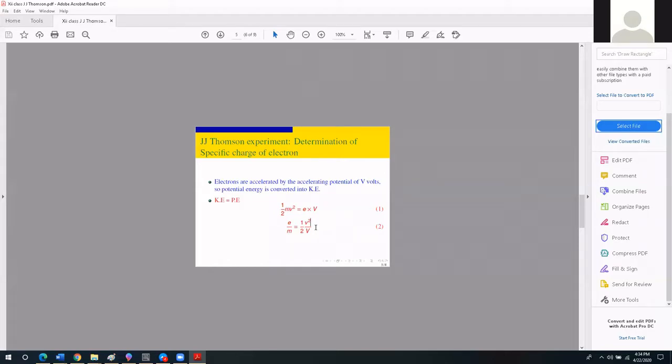If we are able to measure the velocity of the electron, then we can easily calculate the specific charge of the electron.